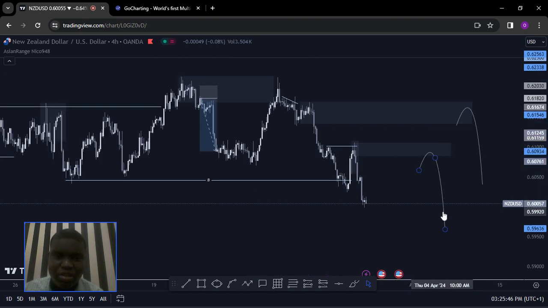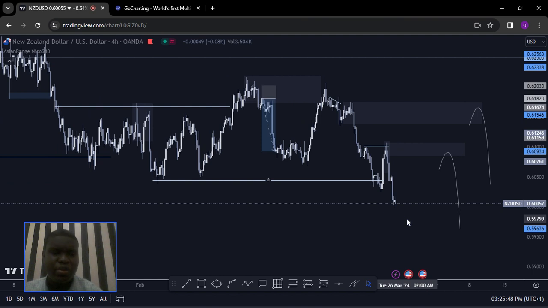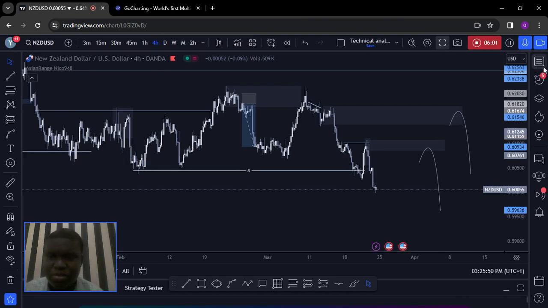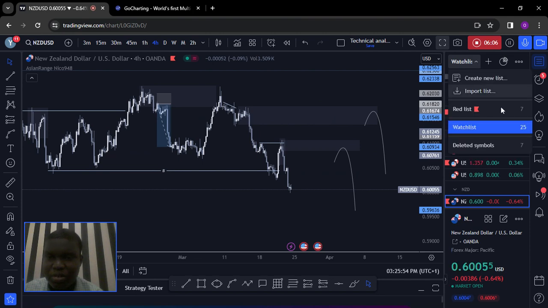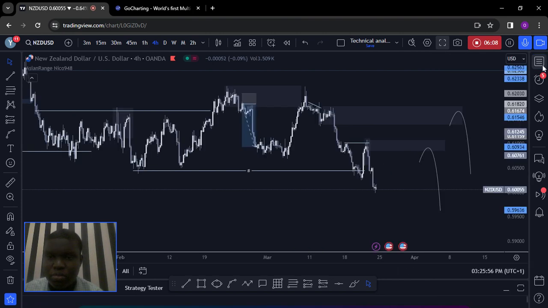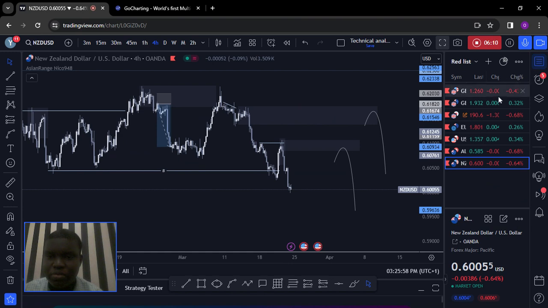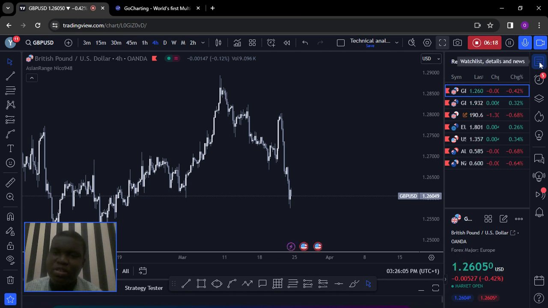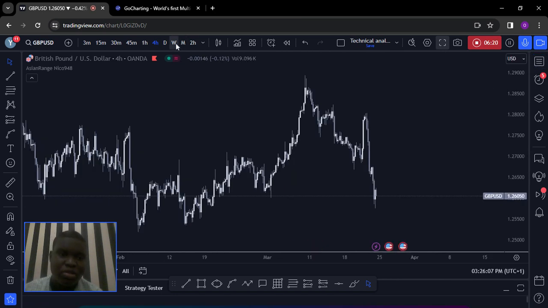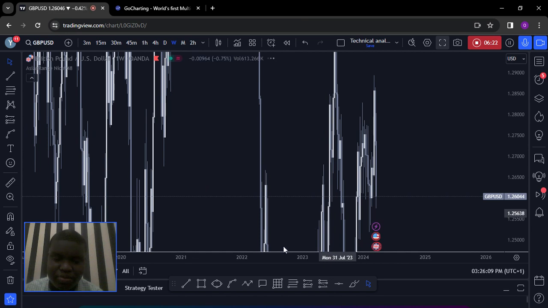That's one pair. I could go over my remaining pairs. Why not? Let's move on to the pairs on our red list. There we go. Let's start with GU. NZD and GBP USD, similar analysis. They both move the same way. But I could also break it down. Go to the weekly.